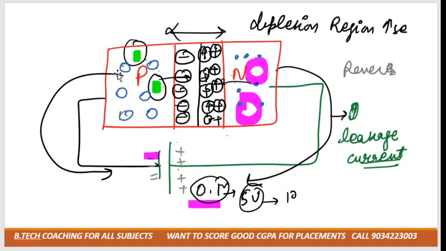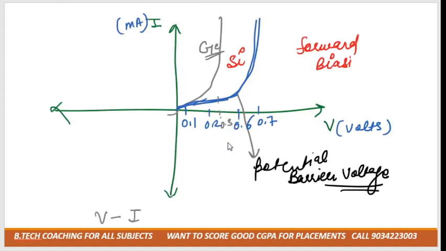No, it's not a specific voltage. For forward biasing we have a specific voltage, around 0.6 for silicon and 0.3 for germanium, but there is no such specification for the reverse bias case.